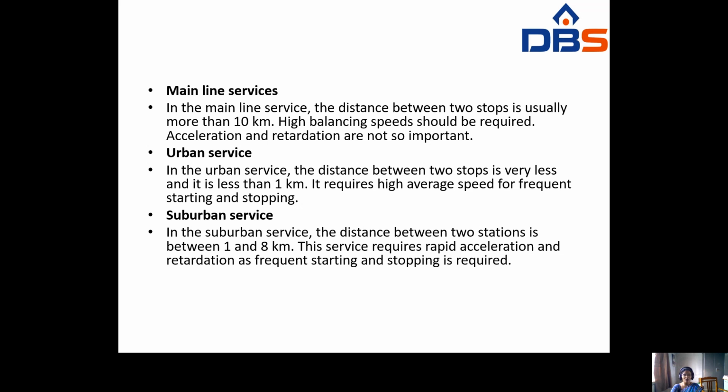These are very important. What are the types of services? For passenger services, trains are mainly classified into three services: mainline services, urban services, and suburban services. If the distance between the two stops is usually more than 10 kilometers, that is called mainline services. In urban services, the distance between the two stops is less than 1 kilometer. In suburban services, the distance between the two stations is between 1 and 8 kilometers.